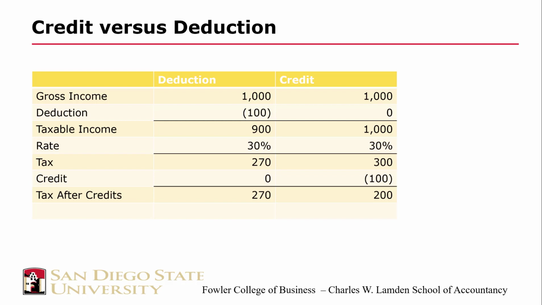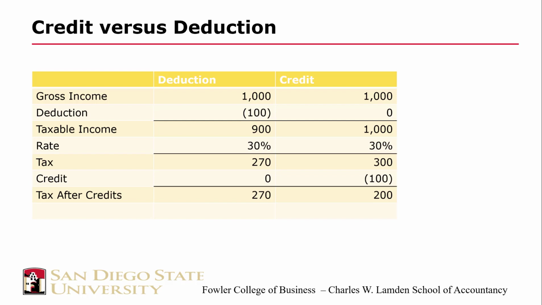So you can see that what happens is that deduction is worth 100 times 30% or $30, right? That reduces my tax by $30. What would have been 1,000 times 30% is now only 900 times 30%. So I'm saving $30 worth of tax. We think of that as the deduction times our marginal rate.